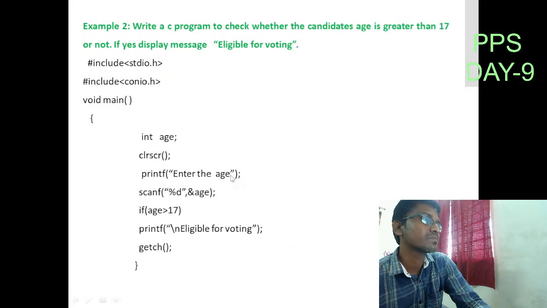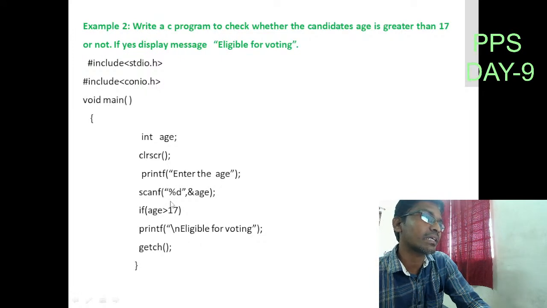And the second example, a general one: I want to check whether the candidate's age is greater than 17 or not. If yes, then you have to display eligible for voting. For that, I'm going to read the age of the candidate from the keyboard using a scanf function. The value I read will be substituted in the place of the variable age. If that value is greater than 17, it will print eligible for voting. If the age value is less than 17, it is not going to print anything. So that is an example for checking whether a candidate is eligible for voting or not.